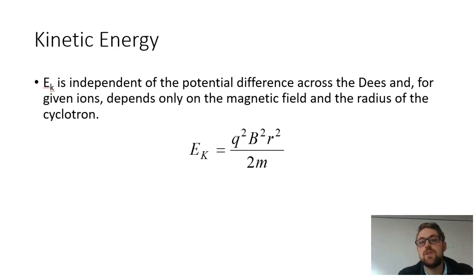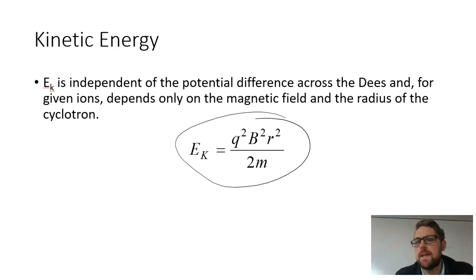And kinetic energy. So just want to highlight one fact. So the kinetic energy is actually independent of the potential difference across the Ds. So no matter what the potential difference is across the Ds, it doesn't actually affect our kinetic energy. You can't find it in there. So it depends only on the magnetic field and the radius of the cyclotron. Okay, so thank you. And that is the end of our look at the cyclotron.